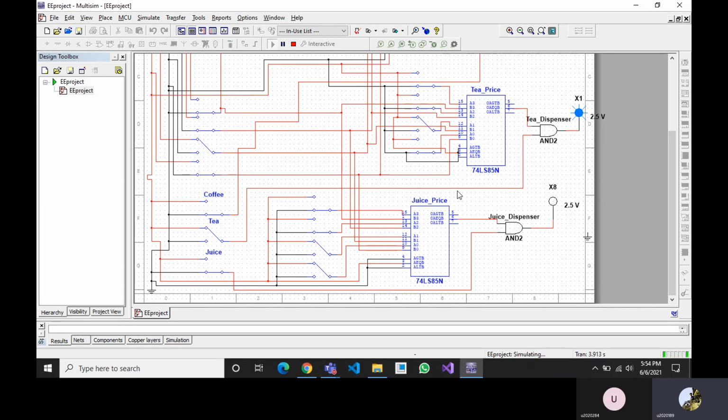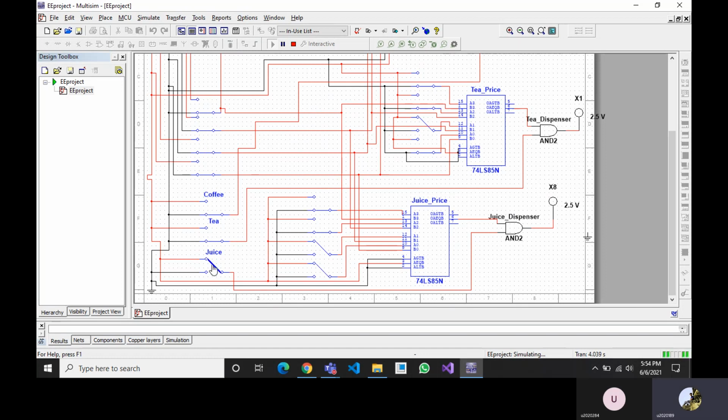And this is the same with juice. Let's suppose we want to buy a juice. We will press the juice button and we will enter the juice price over here in the user interface, and the juice LED will glow.